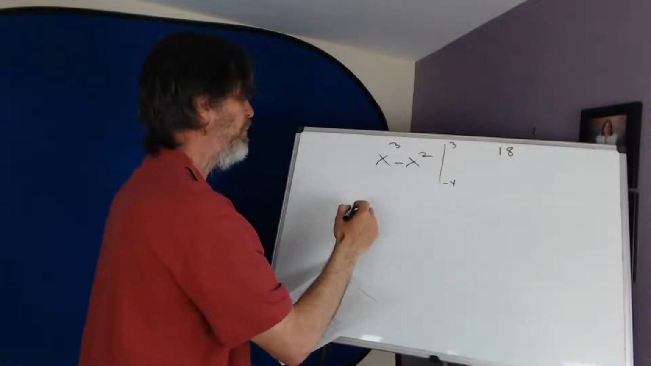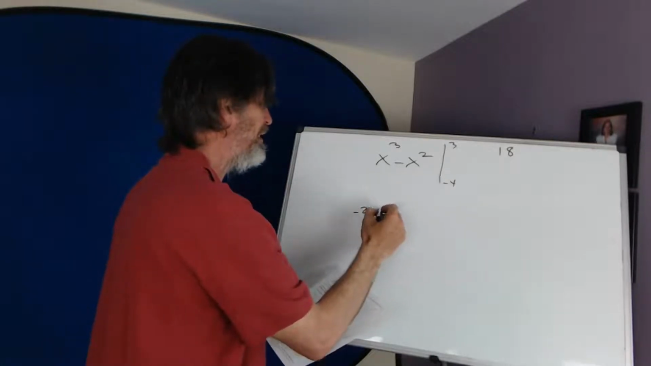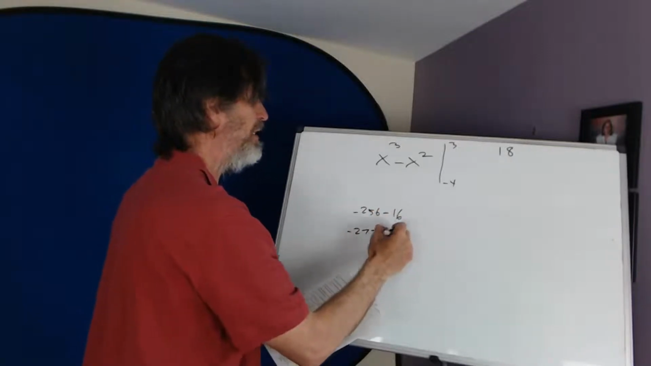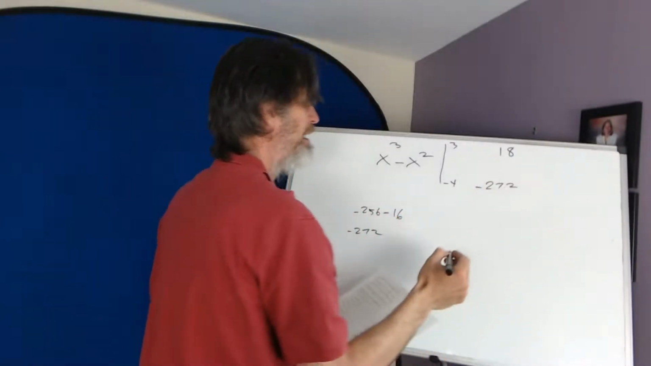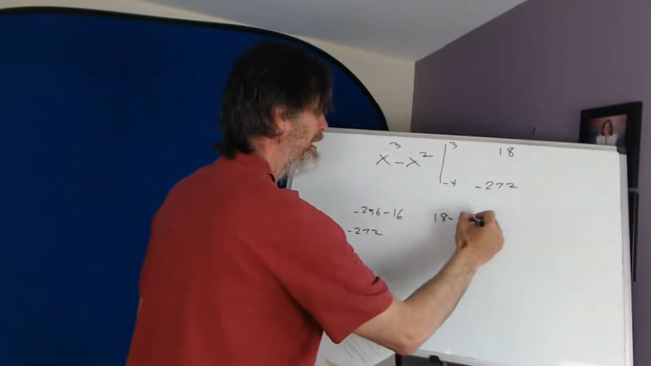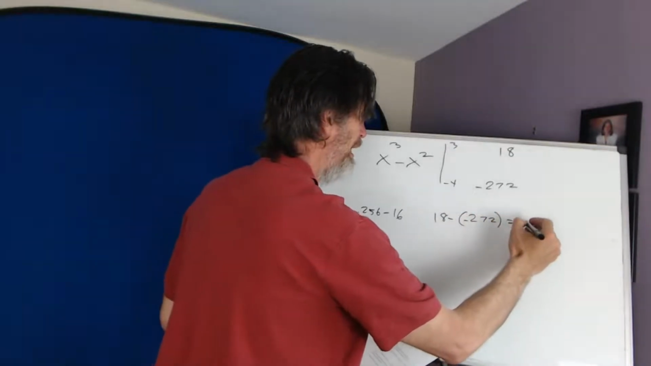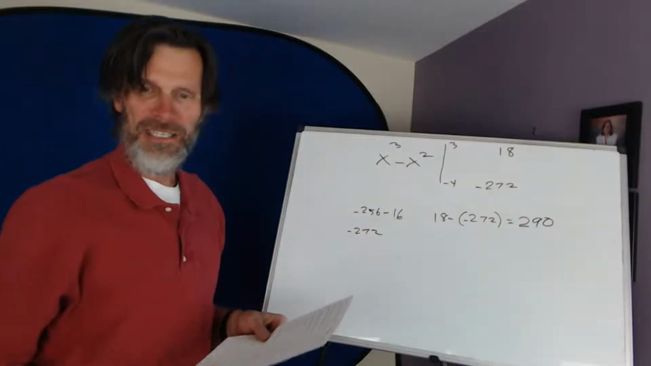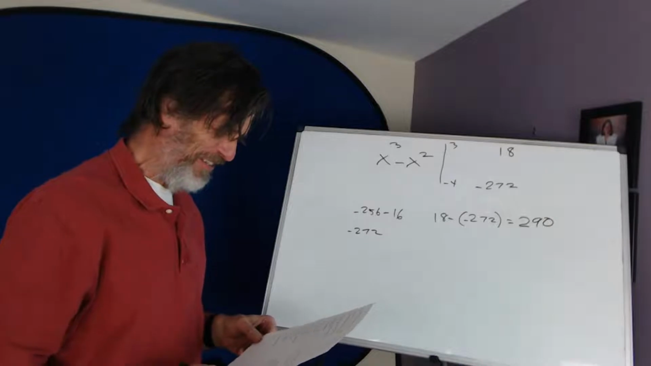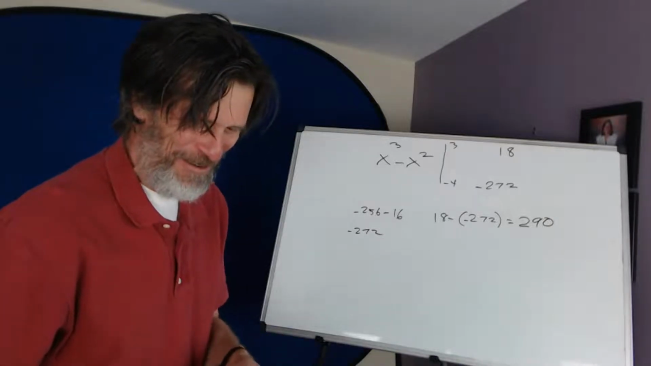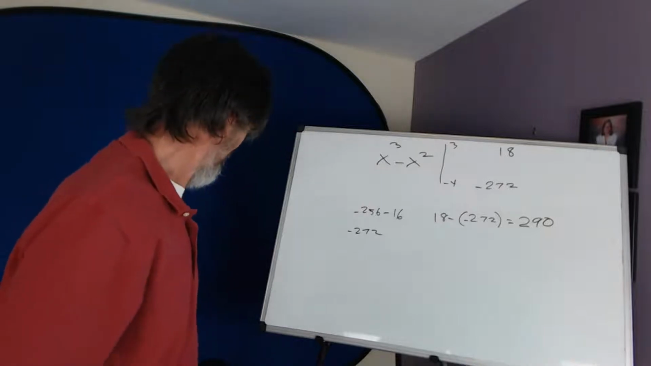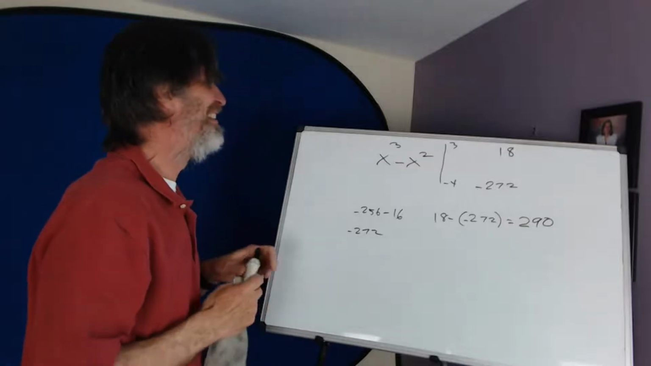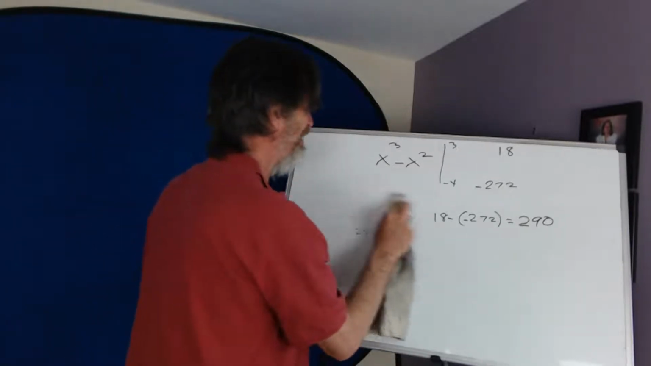If I plug in a minus 4, I get a negative 256 minus 16. I get a negative 272. And when I take that subtraction, 18 minus negative 272, I get 290, if I did my calculations right. If someone would like to check my work, I'd appreciate that. Or if you have the answer key open, you want to see if that's the right answer on the end. Hey, that works too. So I took the antiderivative, plugged in the top, plugged in the bottom.